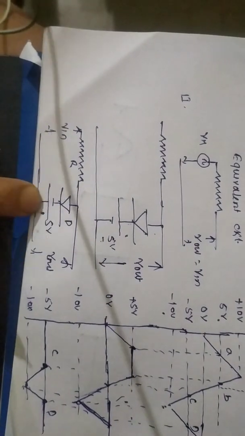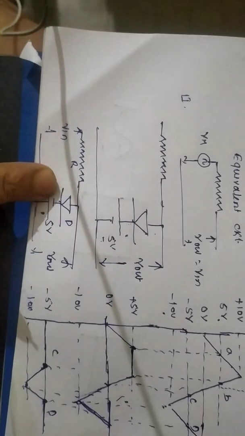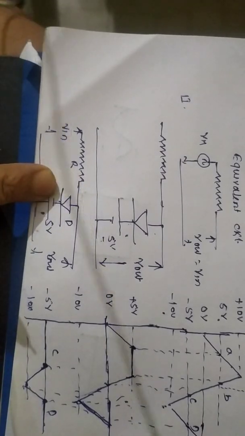And in the same way, if I am going to apply a battery of minus 5 volt, the circuit is going to clip any input voltage beyond this minus 5. The range of output is from minus 5 to the negative of V max.